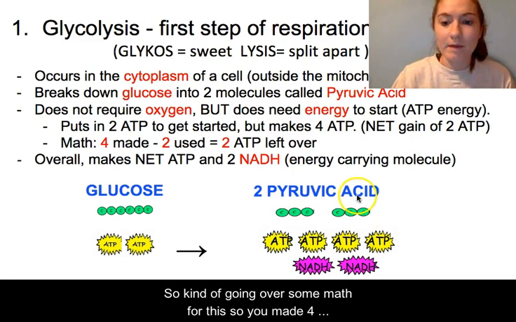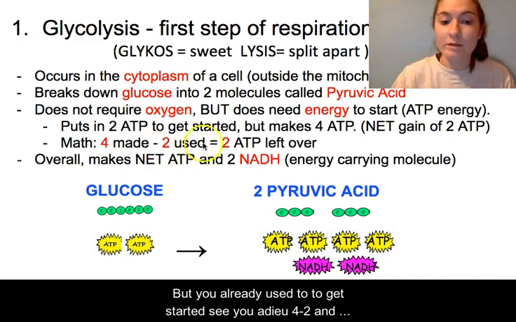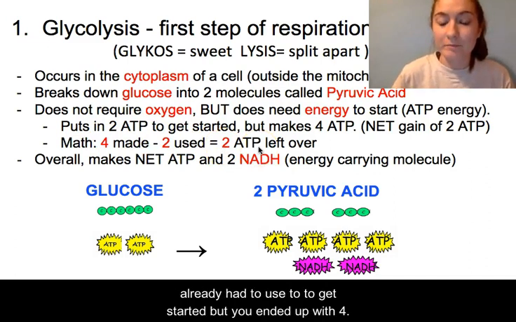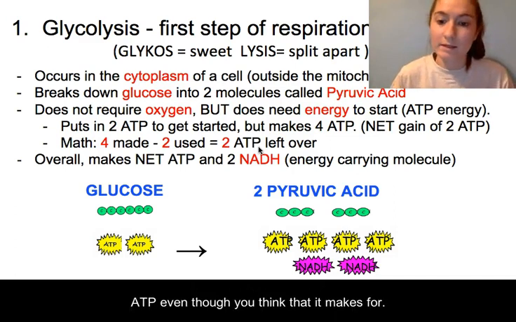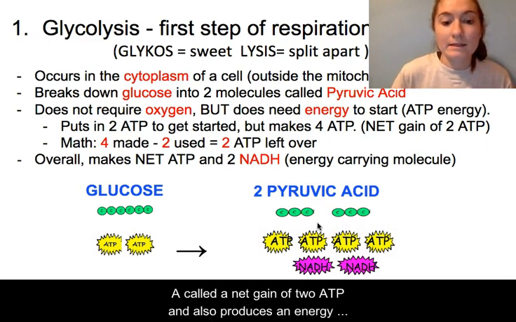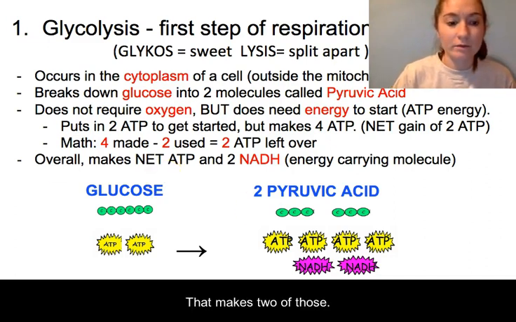Going over some math for this: you made 4 ATP at the end, but you already used 2 to get started. So you would do 4 minus 2, and really the process only makes 2 ATP, even though you ended up with 4. Overall, glycolysis only makes 2 ATP even though you think it makes 4. That is called a net gain of 2 ATP, and it also produces an energy-carrying molecule called NADH, and it makes 2 of those.